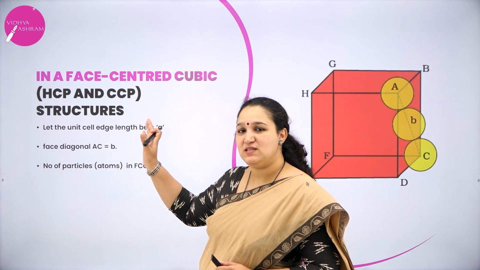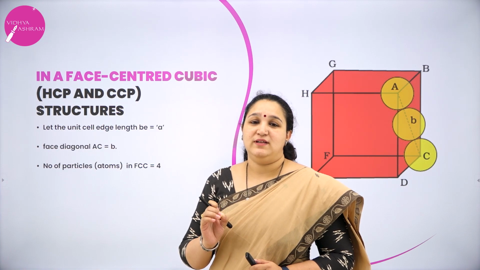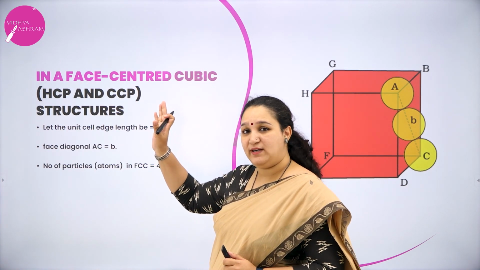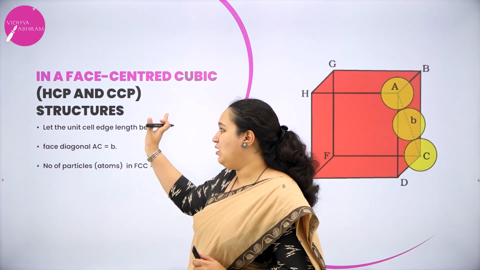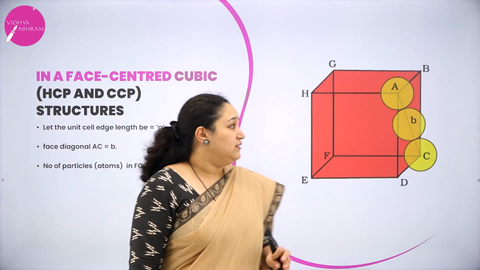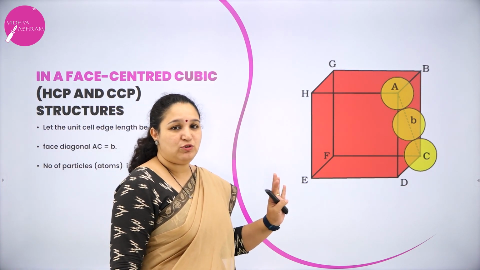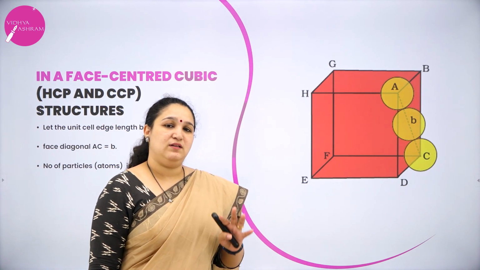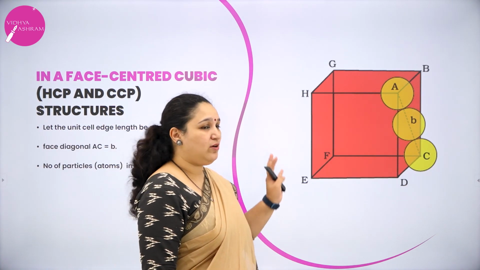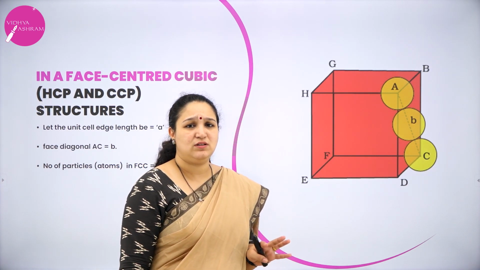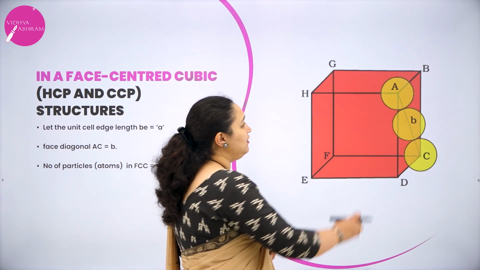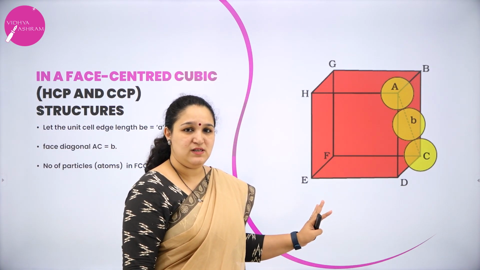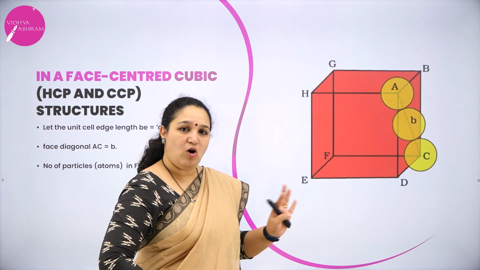The question can be asked, give or derive the packing efficiency in FCC, or it can also be asked as HCP or CCP structures. The diagram which you have to draw is this. See, in FCC we know that there are particles in the 8 corners. Other than the 8 cornered particles, we also have the particle in the center of every face. But in this diagram, I am not depicting all the particles.